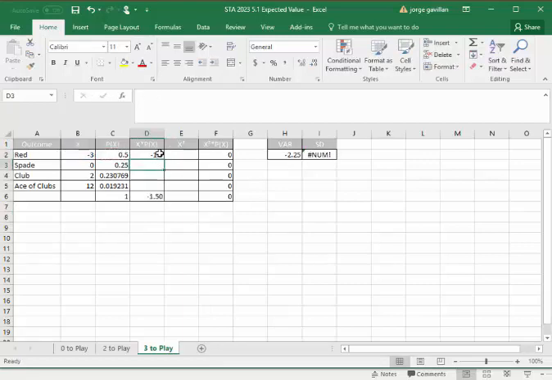So not paying anything is good. Paying $2, I'm still winning money. But then here I find out that if I have to pay $3 in this game, I'm going to lose money. So I don't want to actually play this game paying $3 because I'm going to lose on average 81 cents per hand.